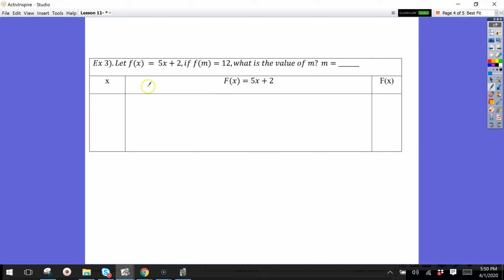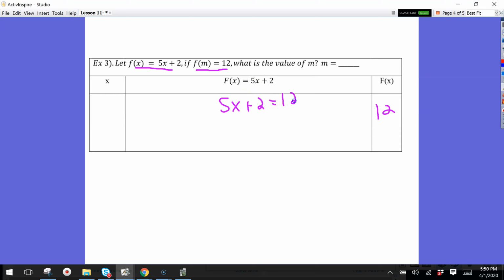Okay, now here, this next example, we have that f of x equals 5x plus 2, so we have our rule. They're saying if f of m equals 12, what's the value of m? So this is slightly different because they're giving us the output of this function. And we need to go backwards and find the input. So what we're going to do here is, well, we know what it's supposed to equal, right? And we need to find x.